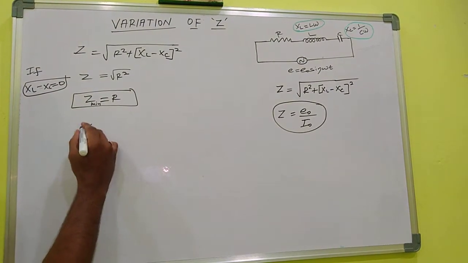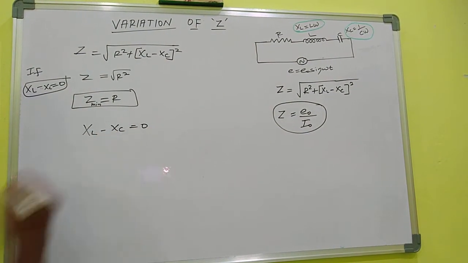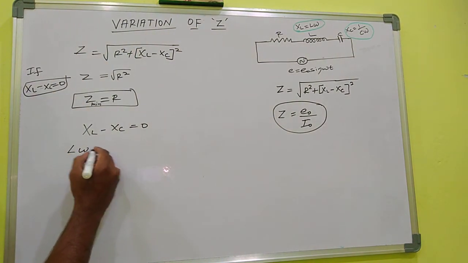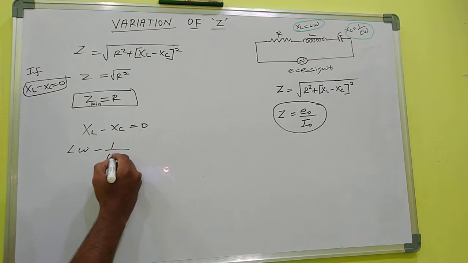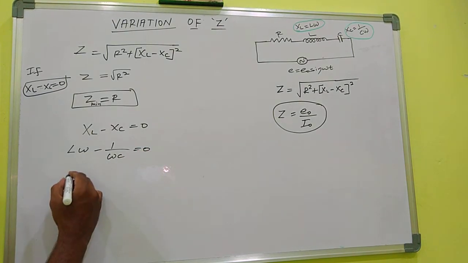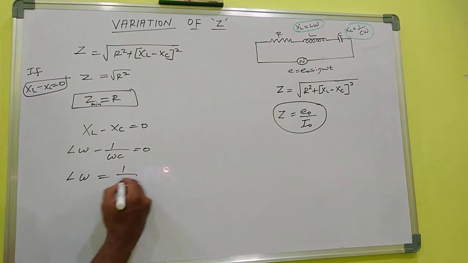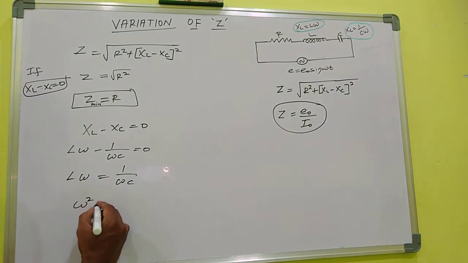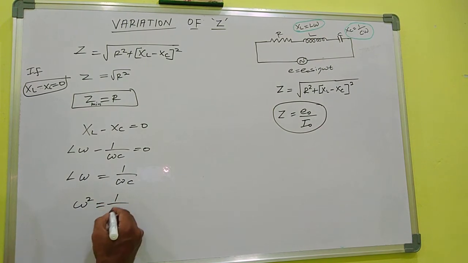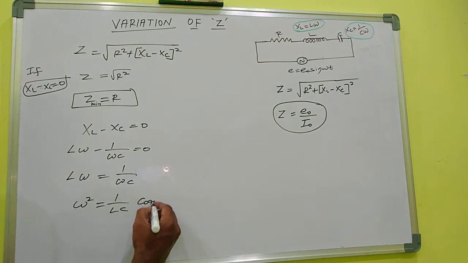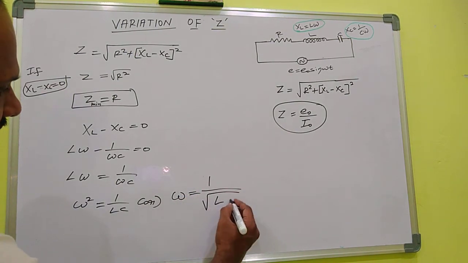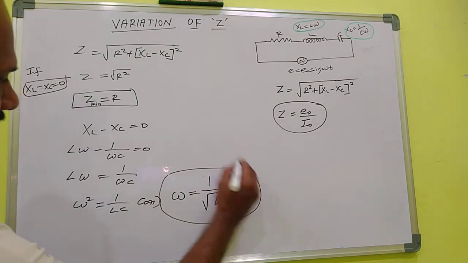If XL minus XC is equal to 0, then XL is equal to L omega minus 1 by omega C is equal to 0. That means L omega is equal to 1 by omega C. When omega comes to this side and L goes to that side, omega into omega, omega square, is equal to 1 by LC, or we can write omega is equal to 1 by root of LC. This is one of the important expressions.